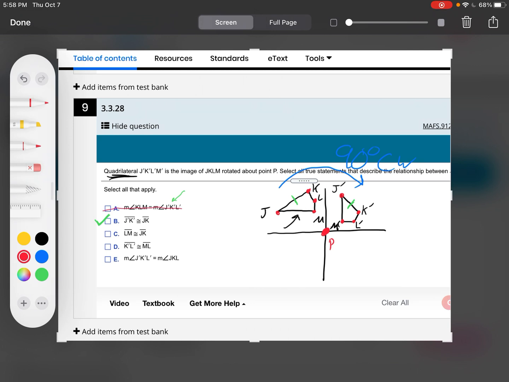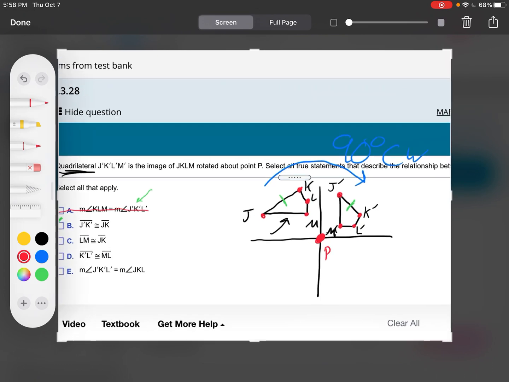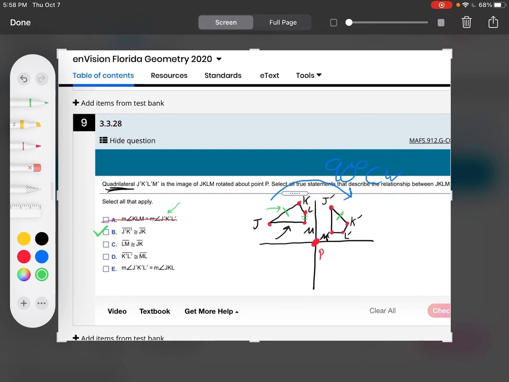C says LM is congruent to JK. That is not necessarily true. LM is this line segment with 2 dashes, and JK was this one. It's obviously much longer, and they're not asking if it could have been drawn in a way so that they were congruent. It's asking, does it always have to be? And the answer is no, it doesn't have to be.